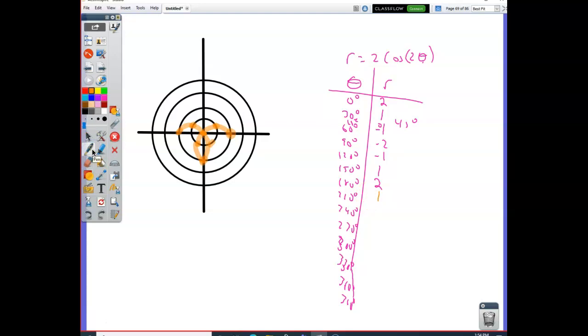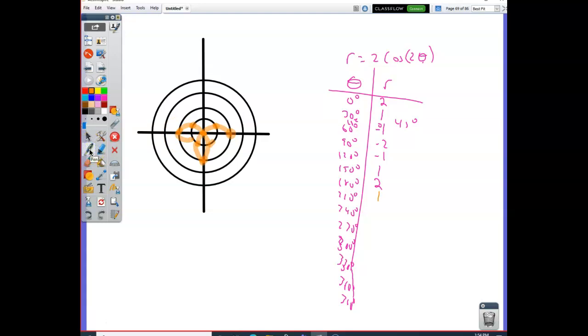Positive 1. 210, 420. 420 is, oh, because I already did the multiply by 2, so it's more like 30. Okay, 60 degrees comes out of 60 degrees is 1/2. 1/2 of 2 is a positive 1. So it'd be right here. So my flower is coming back. Love it.